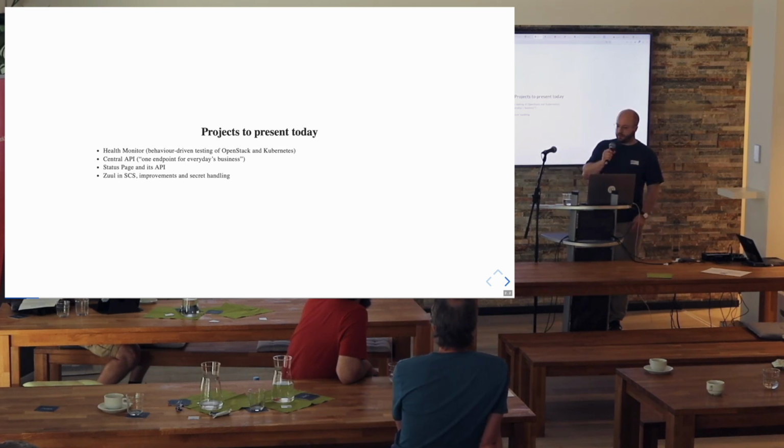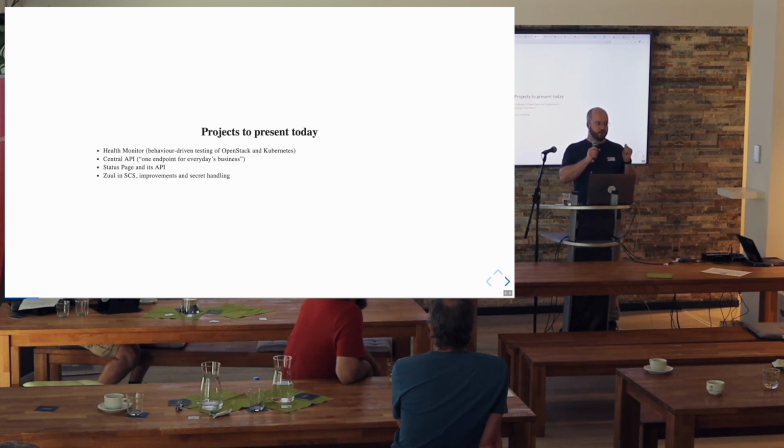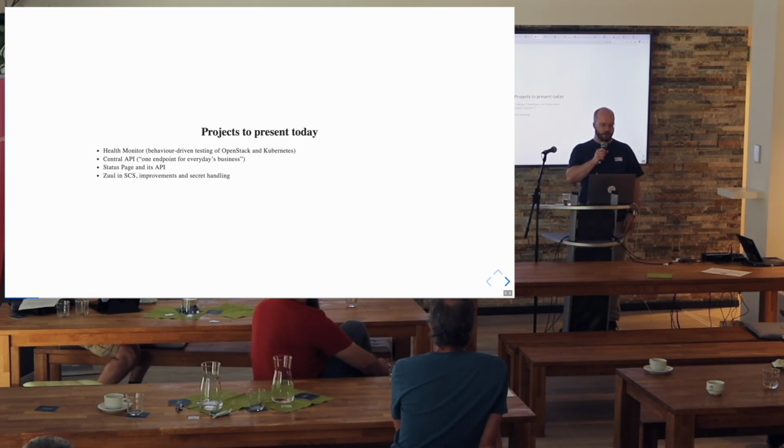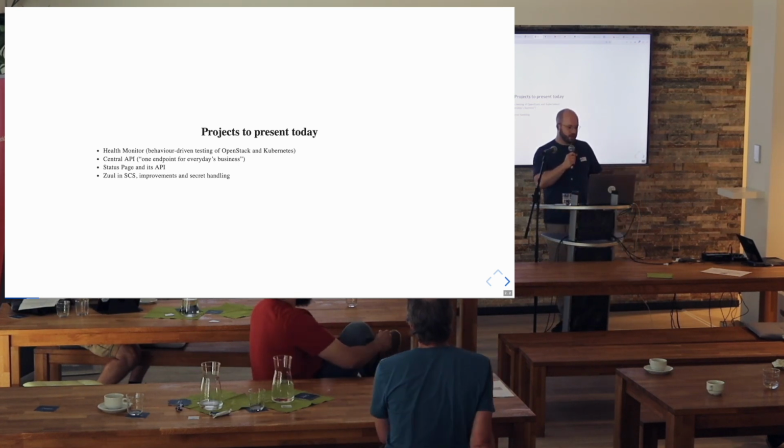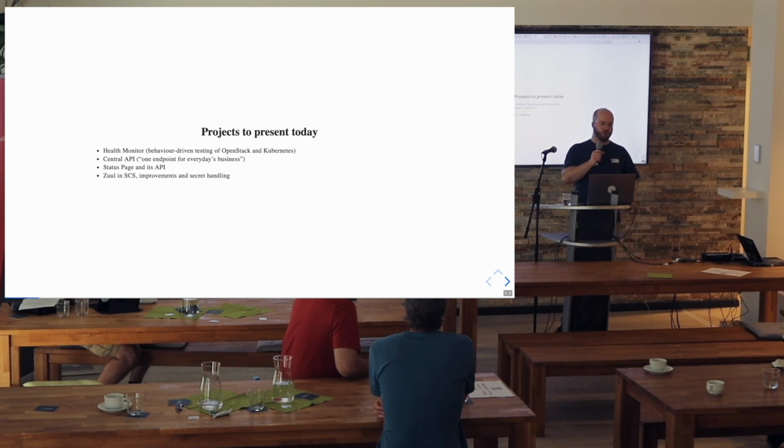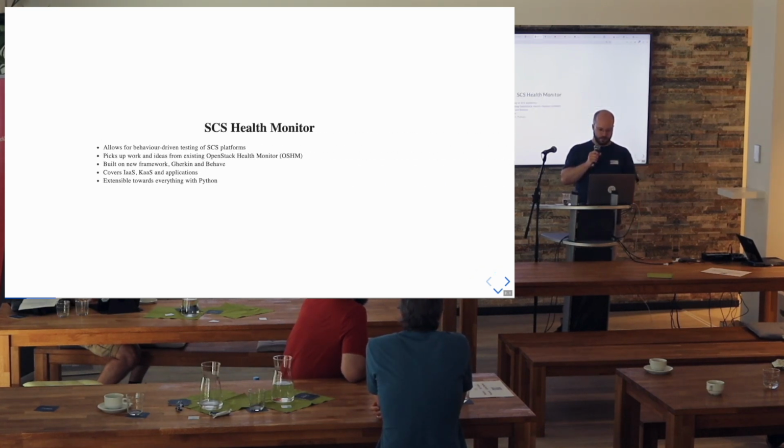To get a bit from the abstract to the more being done part, the projects we want to present today are the Health Monitor from VP12, the central API, the status page and its API, and the project around Zuul, which is our CI/CD pipeline tool, and all the improvements and additions we made in this part.